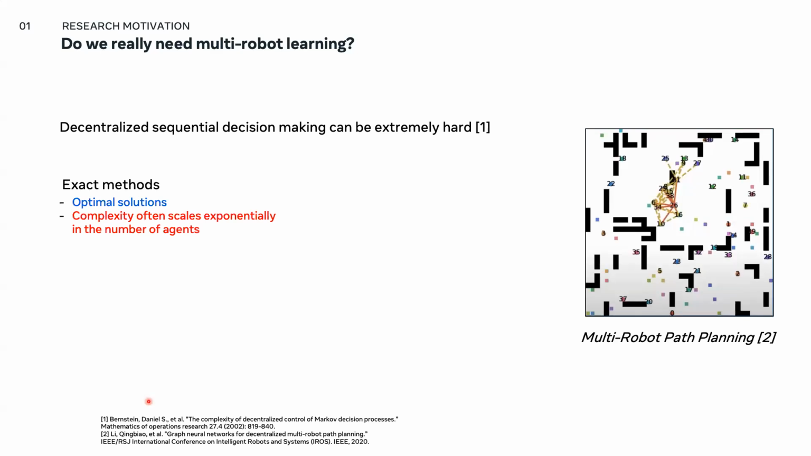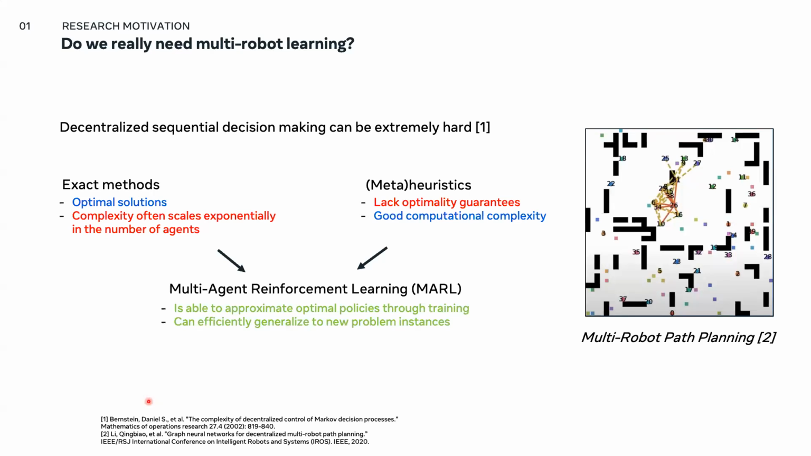So we can think of using exact methods to solve these kinds of things, and these methods grant us an optimal solution, but they have a complexity that scales in the number of agents. On the other hand, we can think of meta-heuristics, which basically lack the optimality guarantees of such methods, but have better computational complexity. And as I see it, multi-agent reinforcement learning can provide a solution which is in the middle between these two, where it's able to approximate optimal policies via training. And basically what we can do is train our agents on smaller instances of this problem and efficiently generalize to bigger instances with more agents.